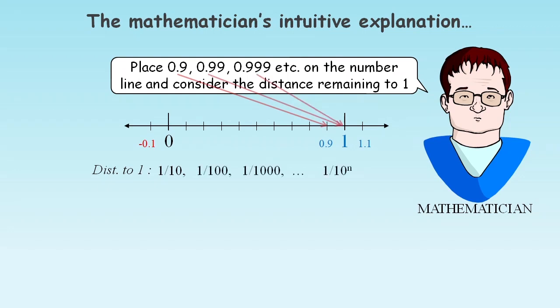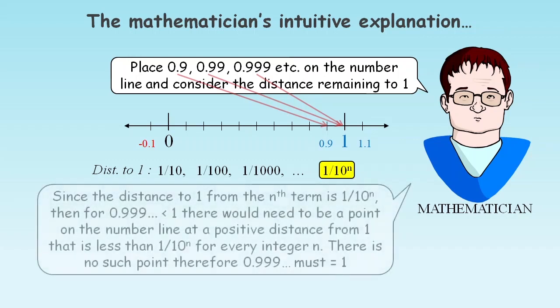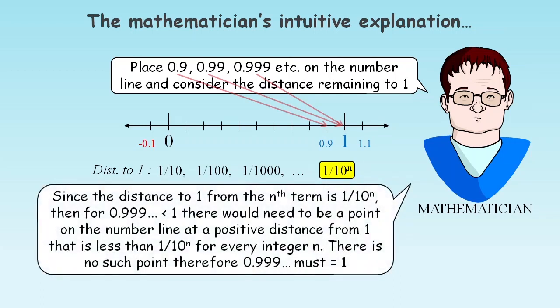Generalizing, the distance from the nth term to the point 1 will be 1 over 10 to the power n. So if 0.9 recurring was less than 1, we should be able to find a point that is between 1 over 10 to the power n and the point 1 for all possible values of n. And since no such point exists, the mathematicians conclude that it must equal 1.